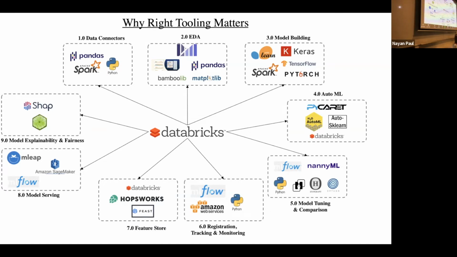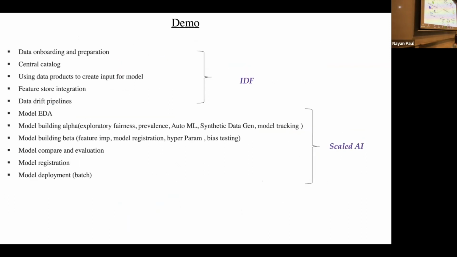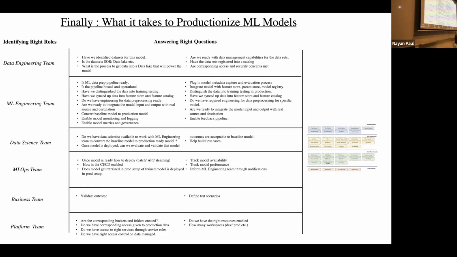I have one last slide before I jump into the demo. This slide talks about, as a data scientist, we have done our work. We have taken into consideration all those boxes that we talked about. Now the question here is, are we ready for productionization? So there are certain key players and there are certain questions that we typically ask, right?